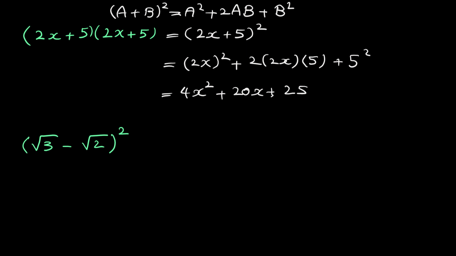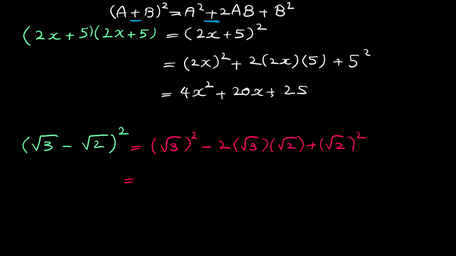In this example, we have radical 3 minus radical 2. But the formula that we have here is for plus. If in the middle, instead of plus, we have a minus, the formula would be the same except this middle term. So the answer is a to the 2 minus 2ab plus b to the 2. So here, the answer is (radical 3) to the 2 minus 2 times radical 3 times radical 2 plus (radical 2) to the power of 2.